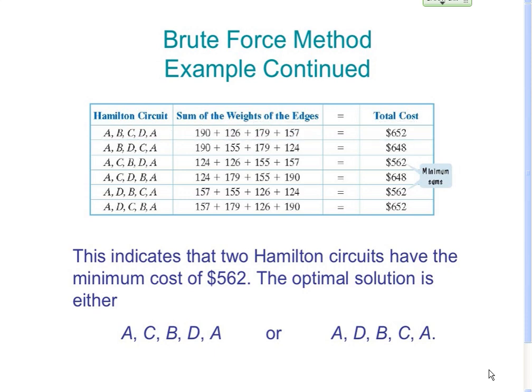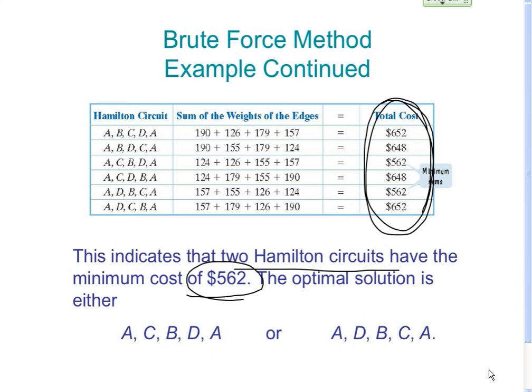The next Hamilton circuit, A, B, D, C, A. Again, we add up the weights. We get 648. We do this for all 6 possible Hamilton circuits. What we're looking for is the minimum cost. So we actually have 2 Hamilton circuits that have a minimum cost of $562. That's the smallest. One of those is A, C, B, D, A, and the other one is A, D, B, C, A. So this actually has 2 optimal solutions.